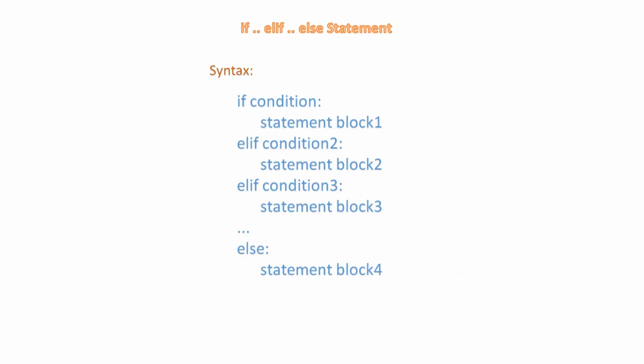This is the syntax of an if elif else statement. It starts with an if block followed by multiple elif blocks. Each elif keyword is followed by a condition and colon. And the else statement is optional and will not have a condition. Let's write a Python program to illustrate the if elif else ladder.